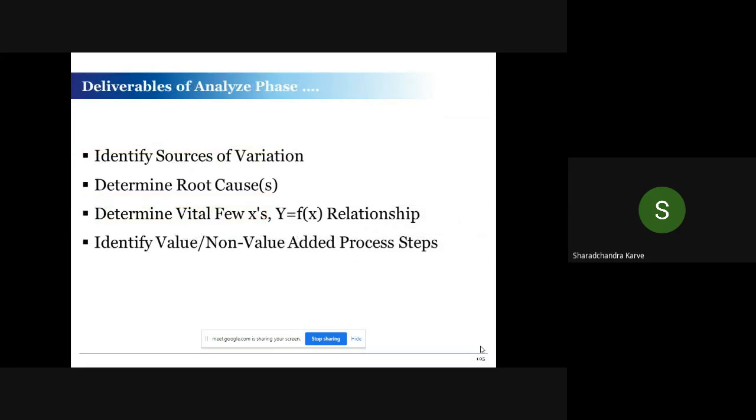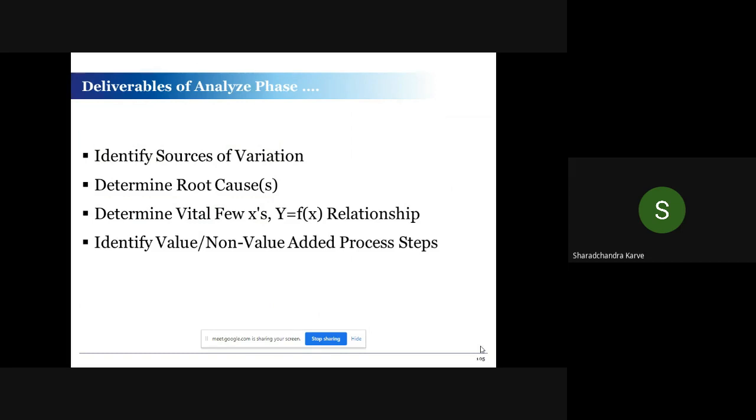So this is what we need to do as a deliverable of the analyze phase. Identify sources of variation, determine root cause, determine the relationship between y and x, and also identify value added or non-value added process steps if it is a transactional process, using lean tools that we will look at next time.